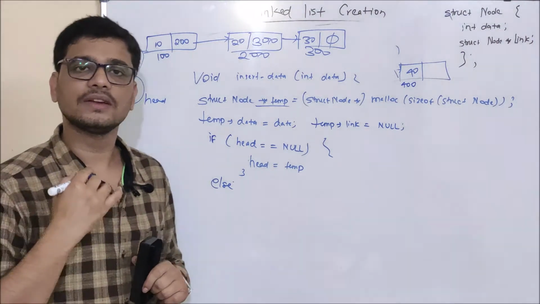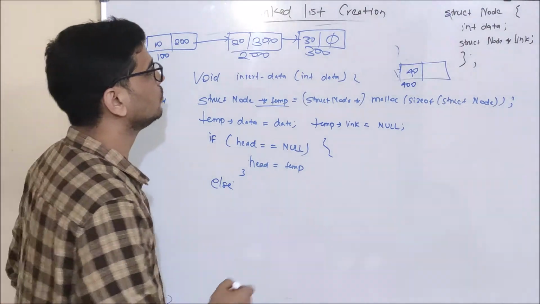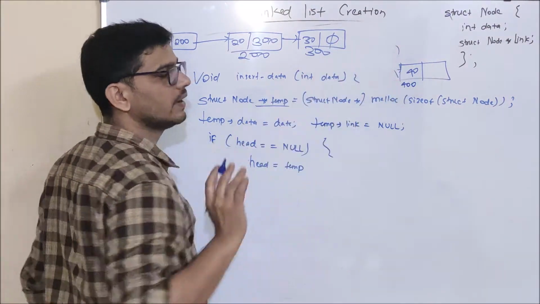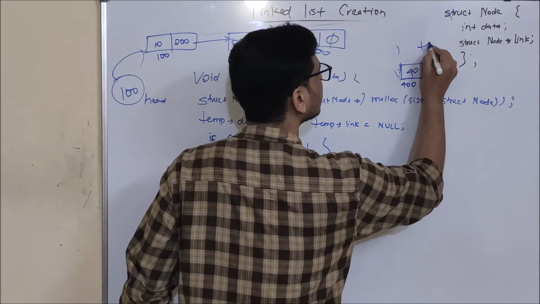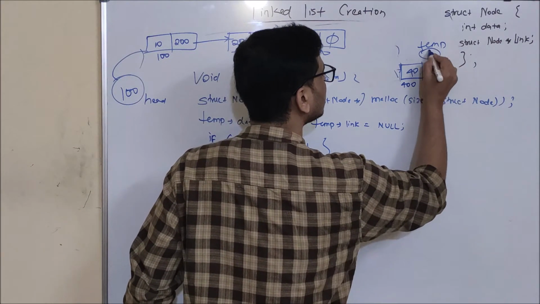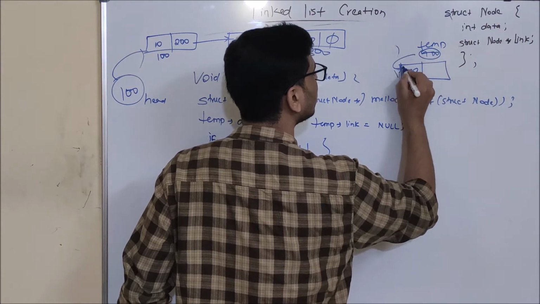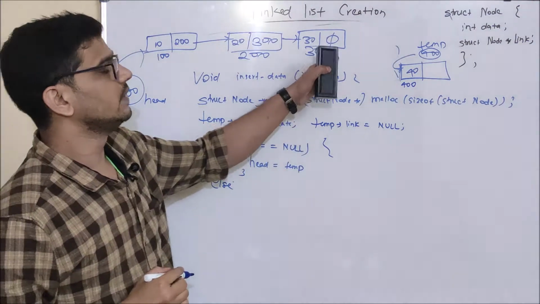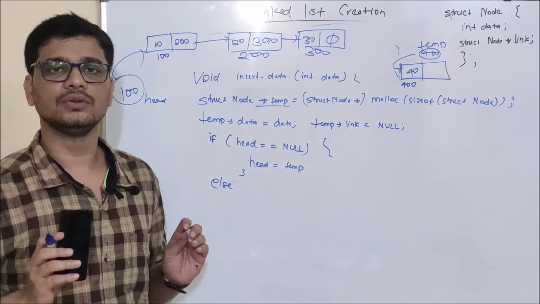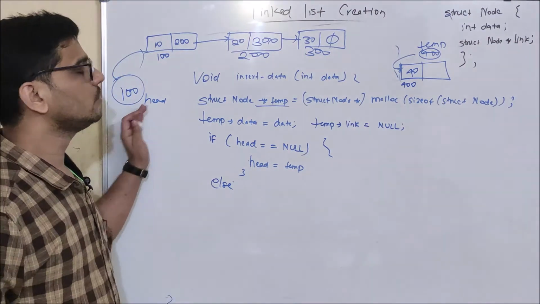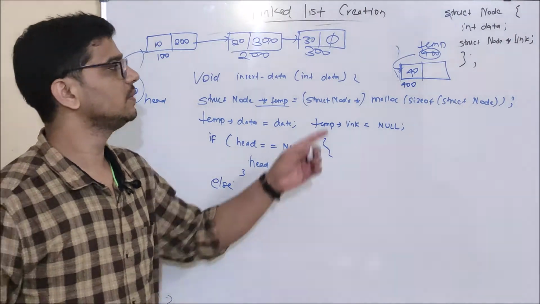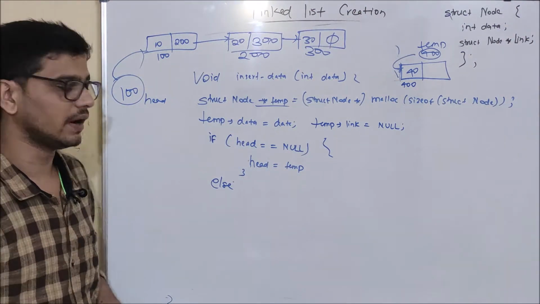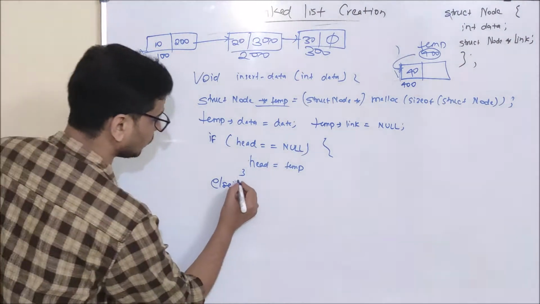And what we need to actually do? We need to make this particular node point to the node which we have created. Okay, this is our temp pointer 400. So we need to insert this node in our linked list, and to do that, what we need to do? We need to traverse this linked list and reach at this particular node so that we will be able to update this particular link part. Now let's see how I am going to do it.